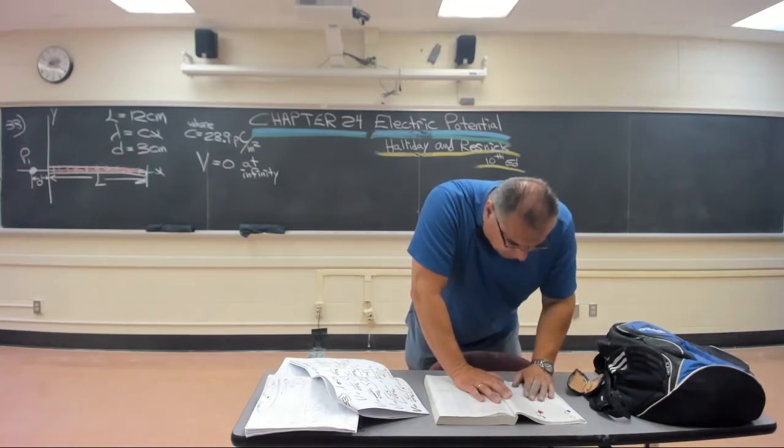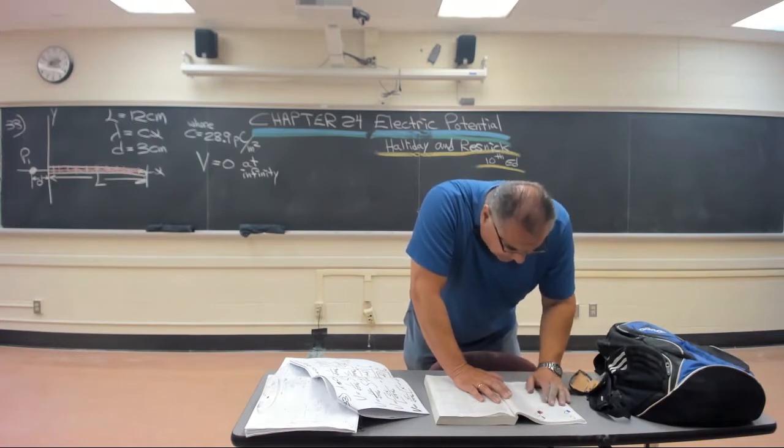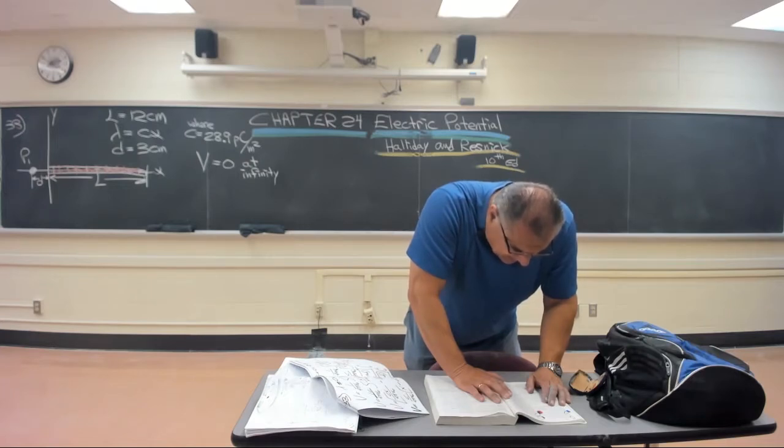There's figure 24-47. So the thin plastic rod shown in figure 24-47 has length capital L equals 12 centimeters and a non-uniform linear charge density lambda equals Cx, where C equals 28.9 picocoulombs per square meter, with V equals 0 at infinity, and they want us to find the electric potential at point P on the axis at a distance small d equals 3 centimeters from one end.